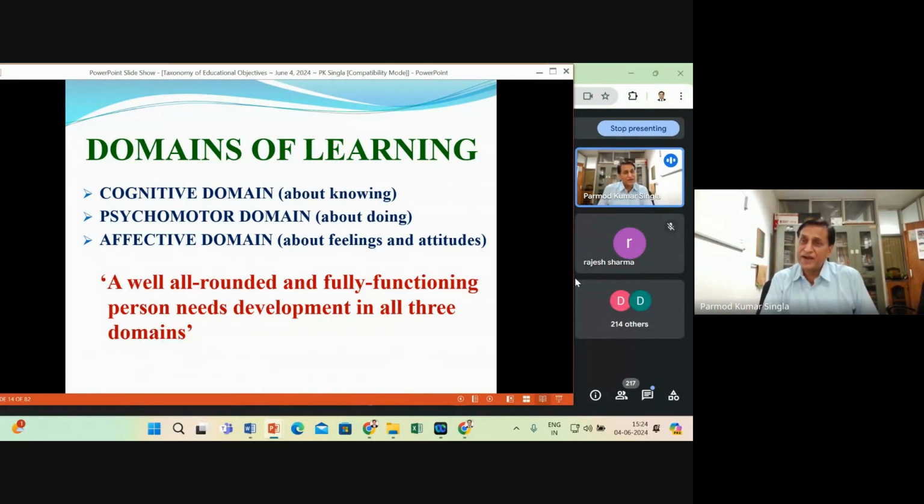Bloom has classified and given names to different levels of competencies, especially in the area of intellectual capability. And then there were other educationists, Krathwohl and many other people, who classified the educational objectives and gave the taxonomy in the psychomotor and affective domains. It is very much essential to plan a program, execute a program, and evaluate whether I am able to have those competencies in the student in terms of knowledge, skills, and attitudes.